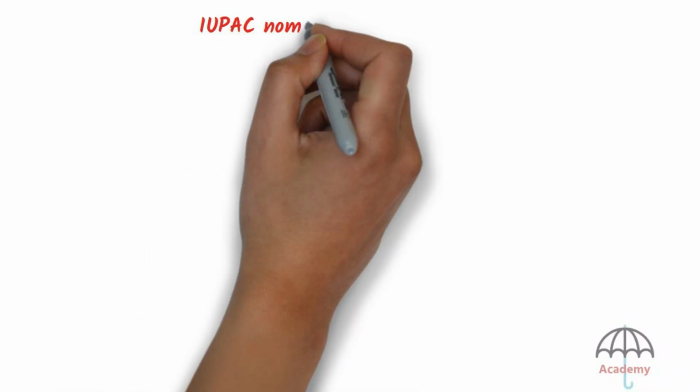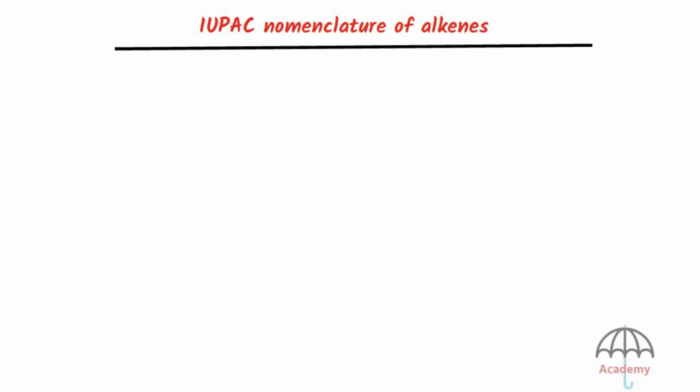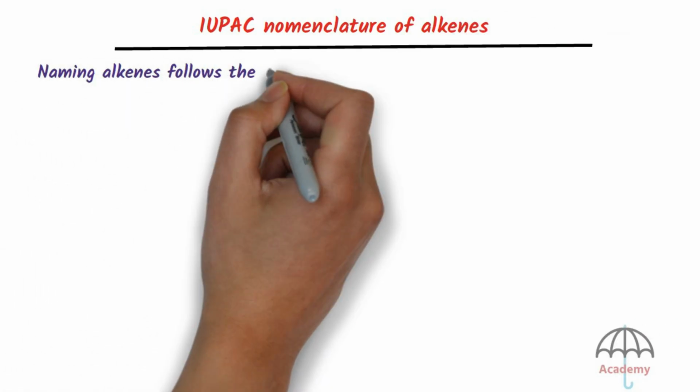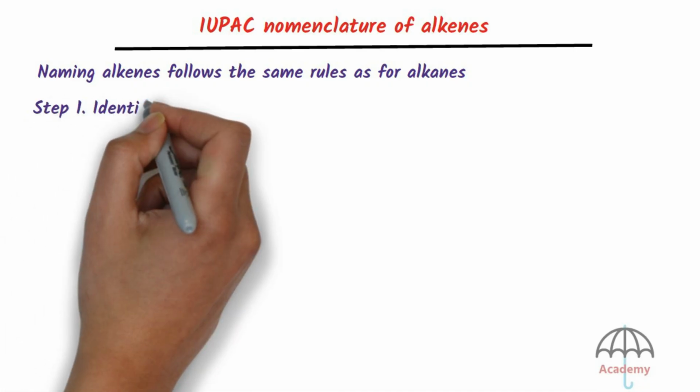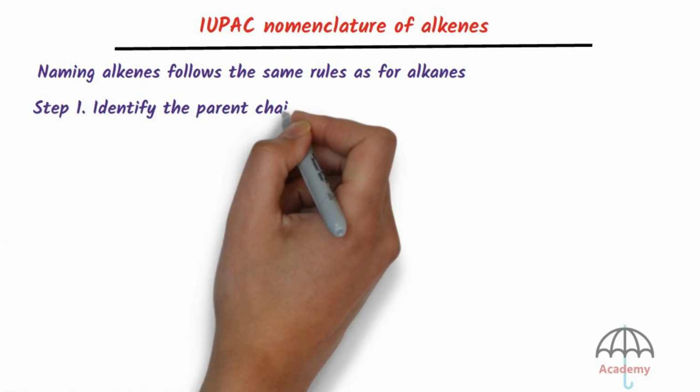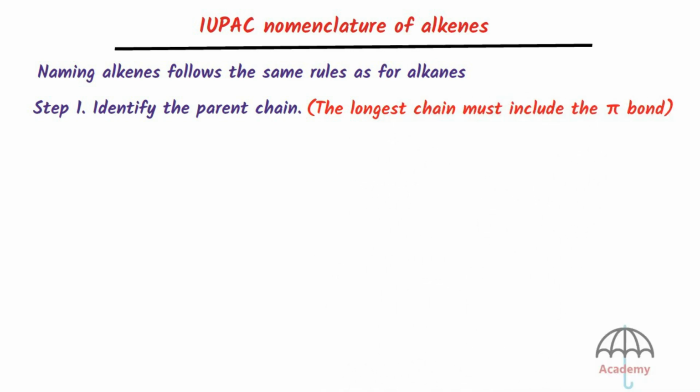In this lecture we will discuss IUPAC nomenclature of alkenes. Naming alkenes follows the same rules as for alkanes. Step 1 is that we identify the longest parent chain, but that must include the alkene pi bond.